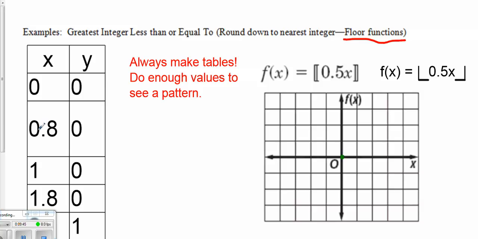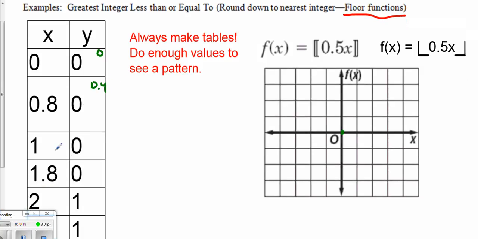Same thing, if we plug in 0.8, well, 0.5 times this, or half of 0.8, is 0.4, and then we round it down, and we get 0. To make this a little bit more clear, off to the side I'm going to write what they were just after multiplying by 0.5. So this one became 0. We rounded it down to 0. This one became 0.4. We rounded it down to 0. That would put us right here.